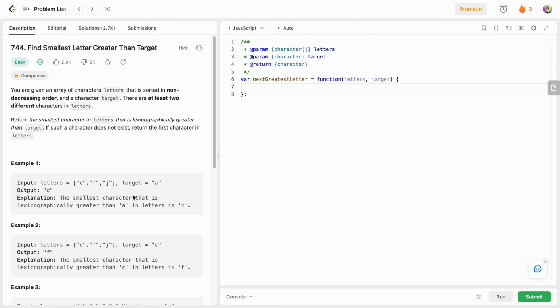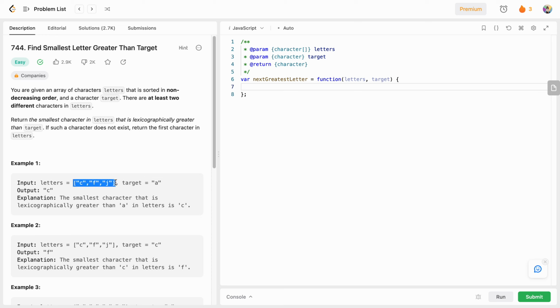How could we do that? Let's look at this problem statement once again. We are given the array of characters and it's sorted in non-decreasing order. Once we hear the word sorted, it's always applicable to use binary search, because binary search can only be implemented on arrays which are sorted. So here we can implement binary search. Now how are we going to implement it? We need to find the smallest character which is lexicographically greater than the target.